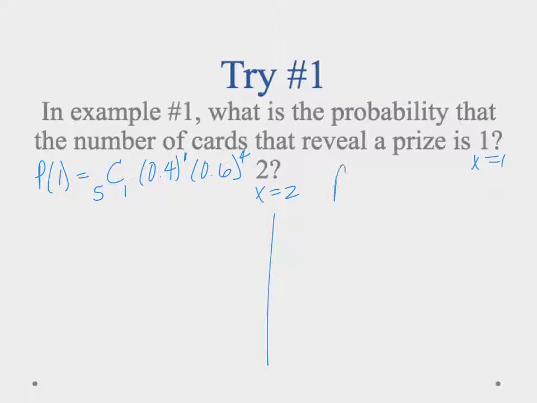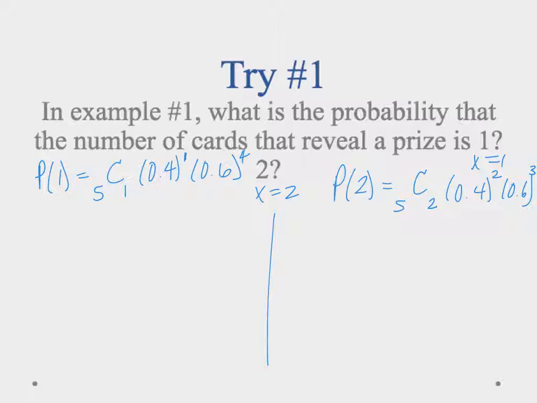On the other one, we're having P of 2, because we want 2 to win. That'd be 5 choosing 2, 0.4 to the second power, and then 0.6 to the third power.